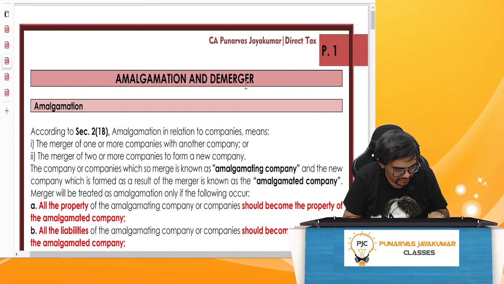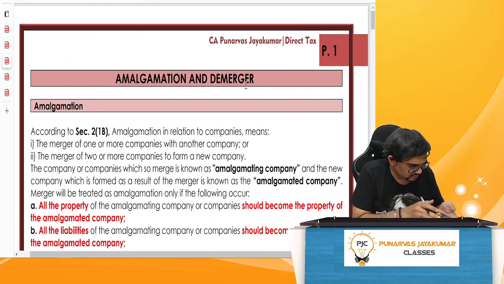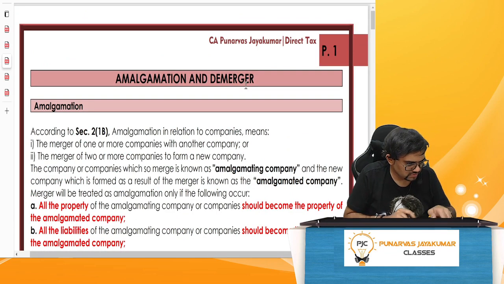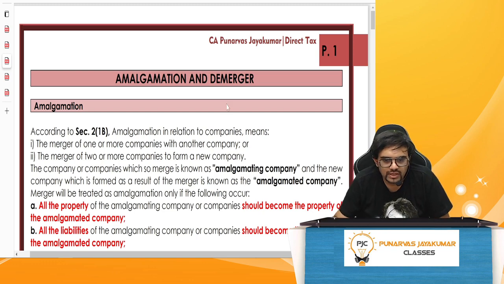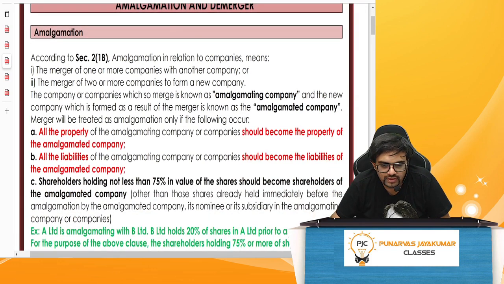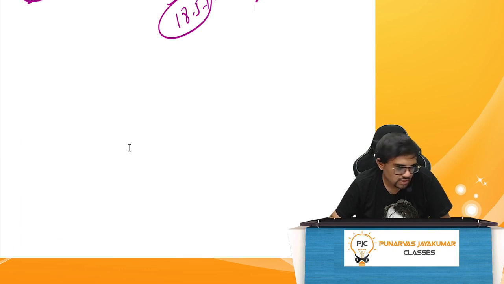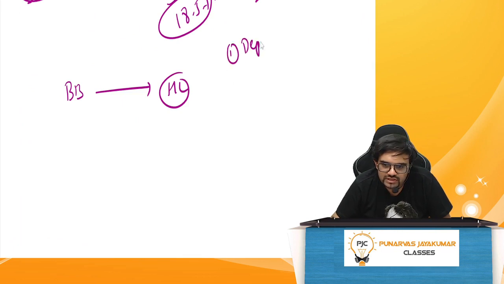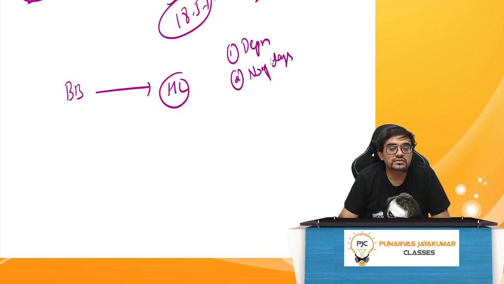Come to page P1, my dear friends. Amalgamation. If you remember, we have done everything. If a company, Brooke Bond, amalgamates into Hindustan Lever, we have seen depreciation will be calculated and shared based on the number of days. At various junctures, we have already covered amalgamation and demerger and all that. Nothing to cover, just quickly we have to revise, that's all.